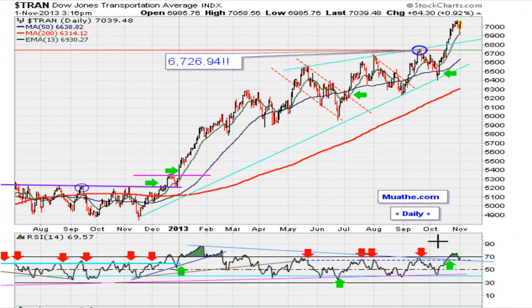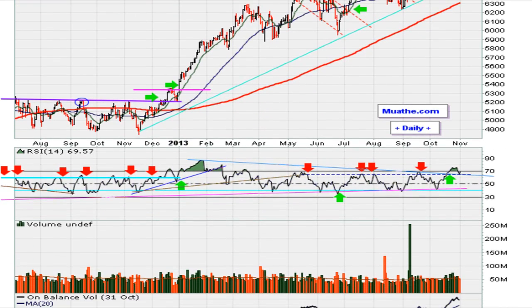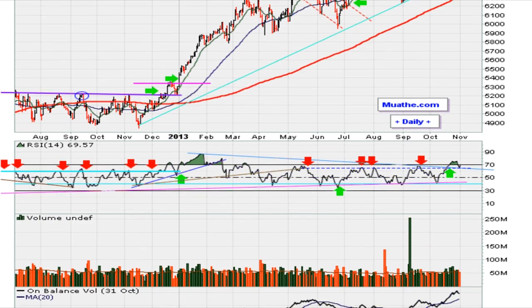If you take a look at the transports daily, the breakout level was here. We've held above that for more than 3-4 weeks. That's a very strong market. So, this could be telling us that the market is healthy despite some parts of the market looking a little bit questionable.